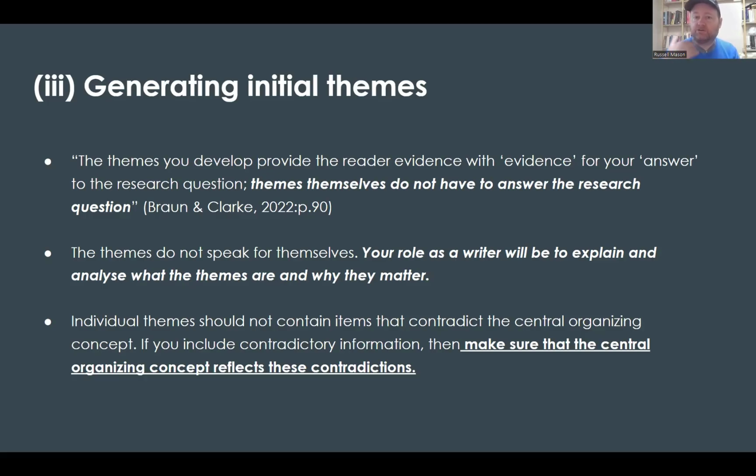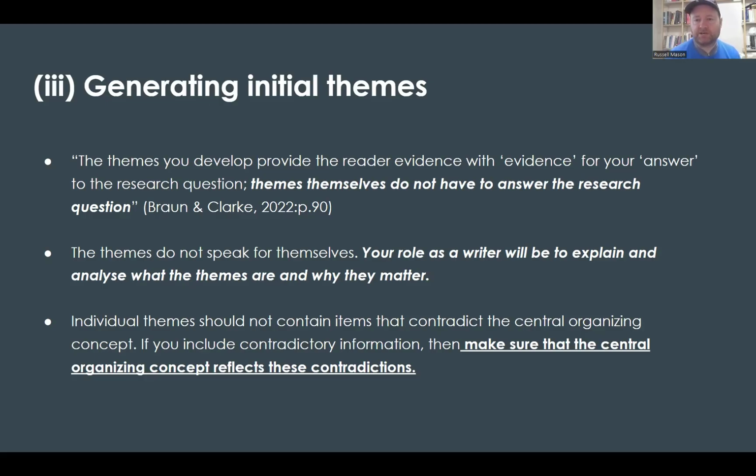So your role as a writer is to explain and analyze the themes and why they matter. So the themes do not speak for themselves. Okay, they do not need to answer the question themselves. You will answer the question when you write your essay by analyzing those themes, by unpacking those themes, by explaining why those themes are salient and relevant.